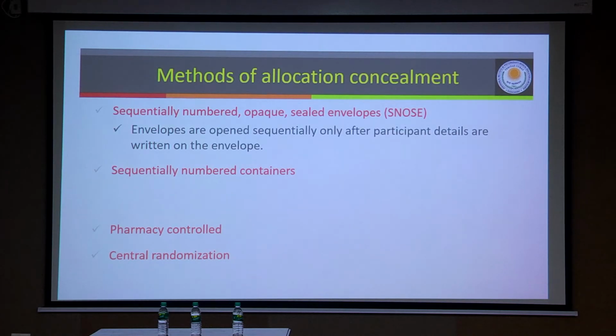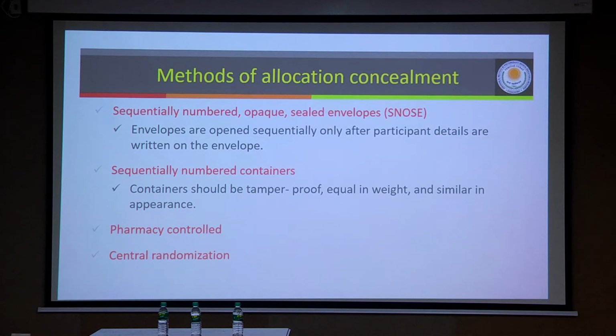The envelopes are opened sequentially only after the participant details are written on the envelope. But what people have done is, with this, a lot of misconduct started happening. They wanted to put the patient in the control group instead of the intervention group. So another way of doing it is using sequentially numbered containers. But these containers should be tamper-proof, equal in weight, and similar in appearance, so that there is no bias involved while picking up the container. You can also ask your pharmacy to allocate these patients by concealing their identity.